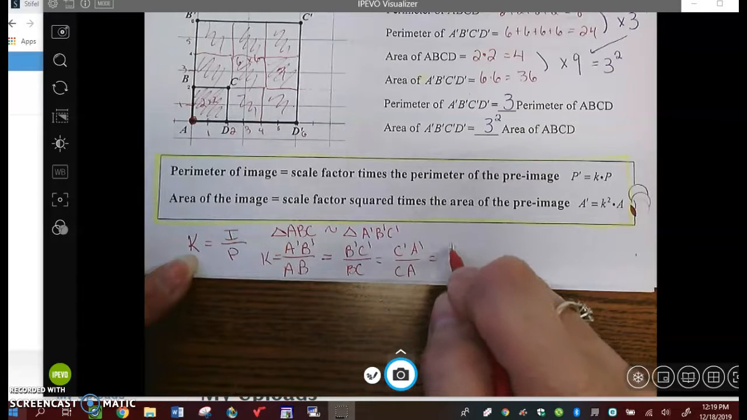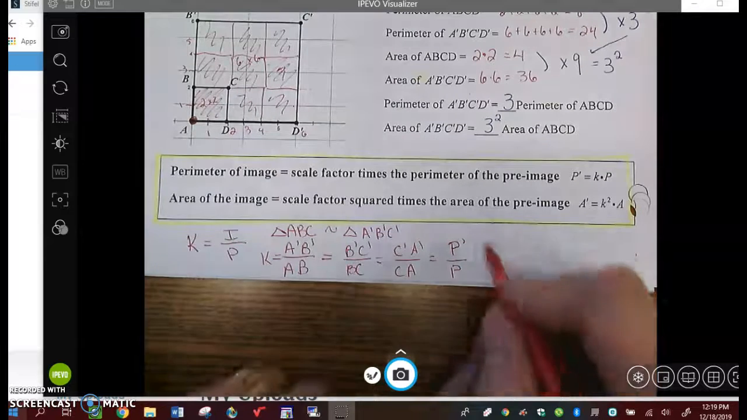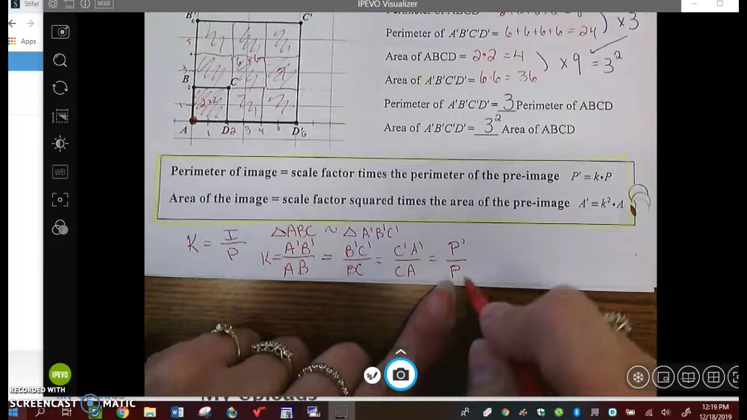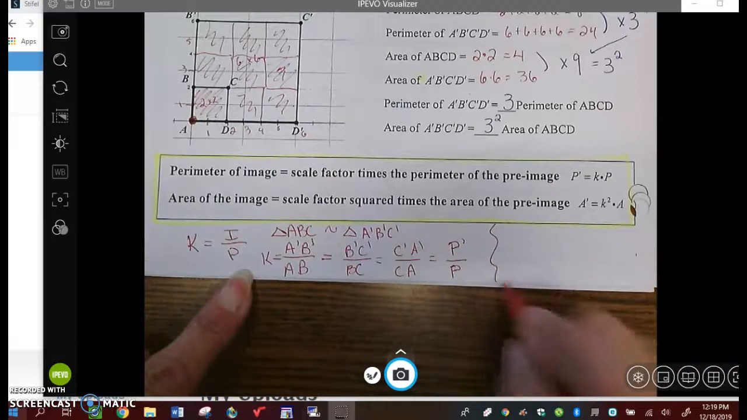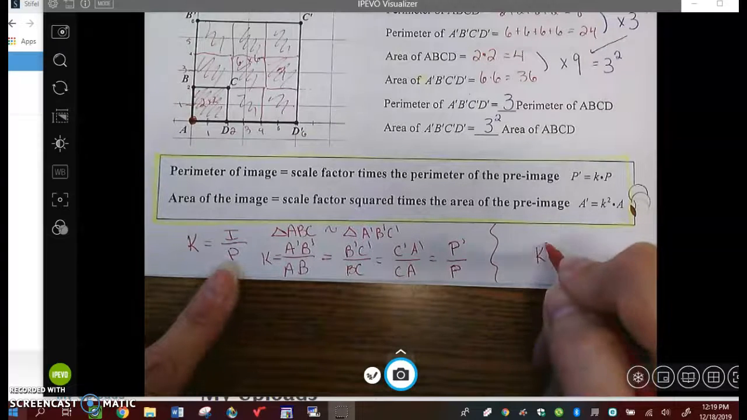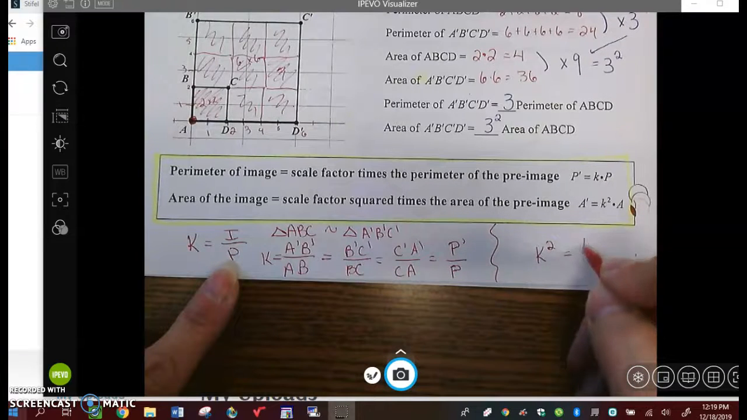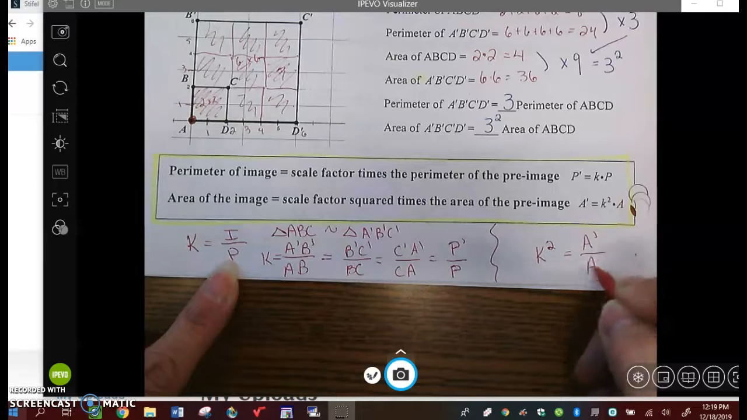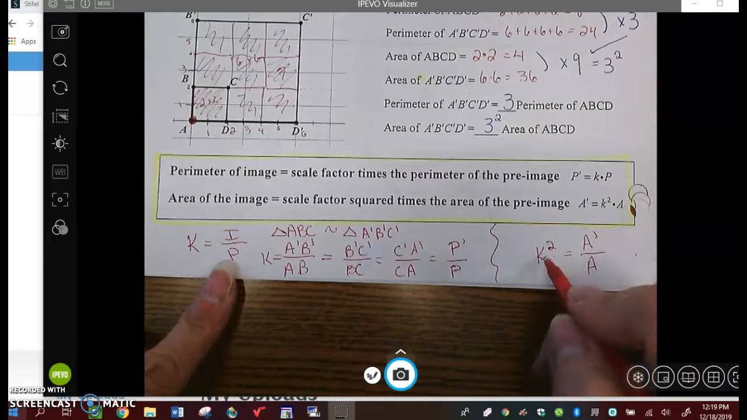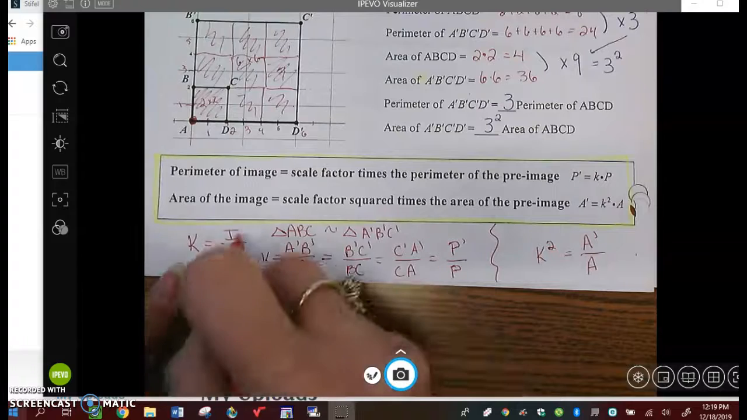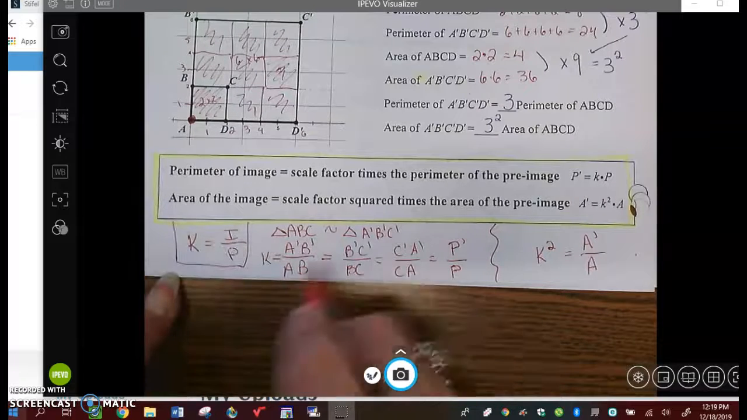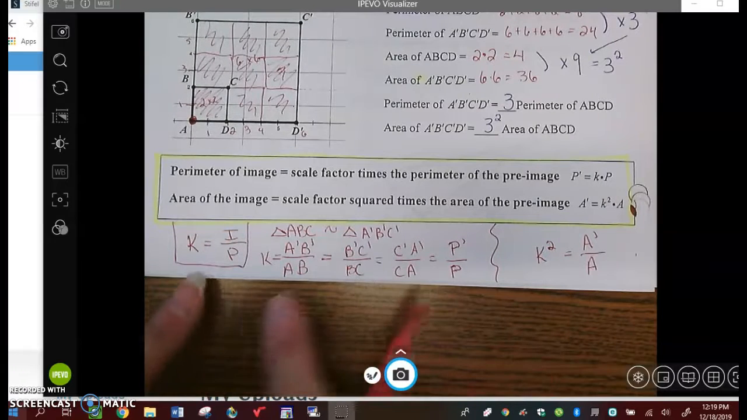That also equals the perimeter of the image divided by the perimeter of the pre-image. It's the same scale factor. However, for area, if you take the area of the image and divide it by the area of the pre-image, it's going to be your scale factor squared. All right? So all of this is very important too.